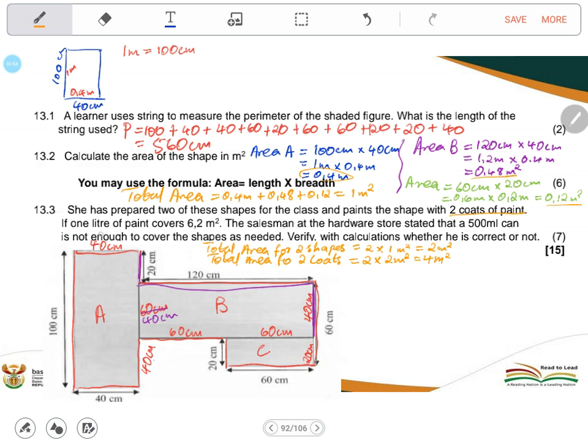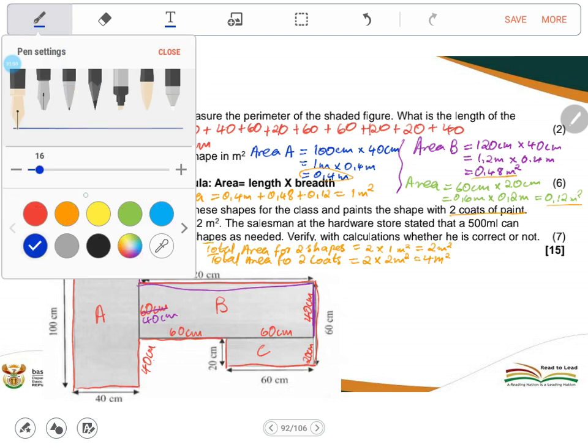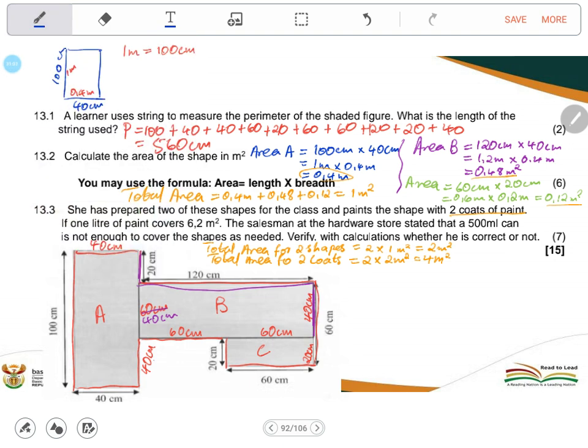Then we are told 1 liter of paint covers 6,2 square meters. Now we'll go back to what we know. If we read a statement like this, we say 1 liter is to 6,2 square meters. But we don't have 6,2 square meters. We have how many square meters? We have 4 square meters. Which means, therefore, this will be the amount of paint. That's what we are looking for.